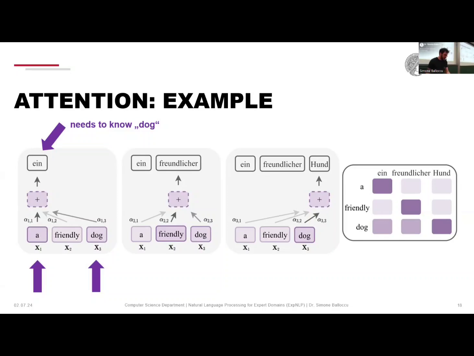Similarly, you could say that friendly basically needs to pay attention to friendly, but also to dog, because a friendly, two friendly, it depends on the language. But in this case, we need to understand there is dog at the end. Again, this is just very, very high level. And, yeah, that's basically it.